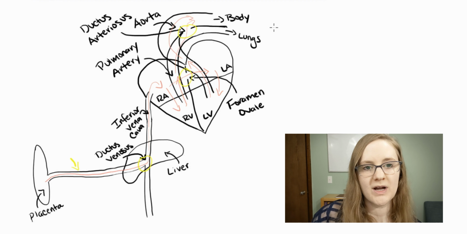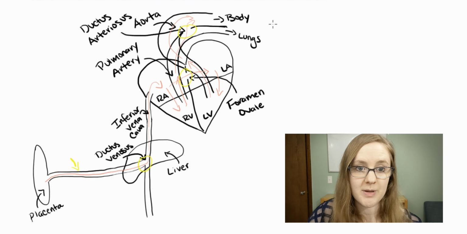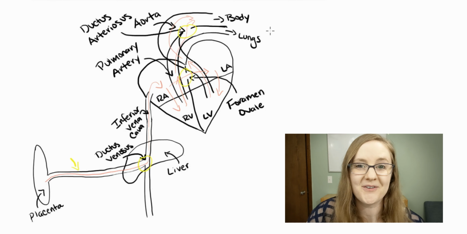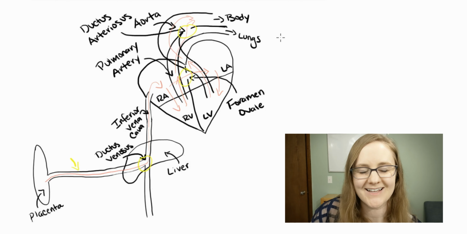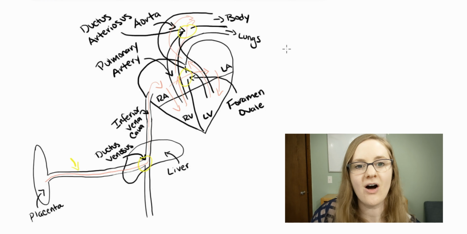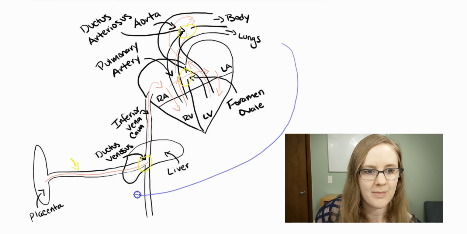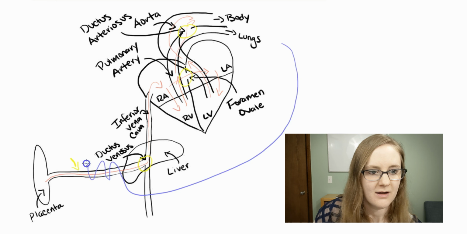the aorta. Now, once the blood has gone through the baby's body and the baby has used up all that oxygen to keep itself alive and keep itself healthy, then all of that blood from the body is going to go all the way back here. All the way back here to the placenta.